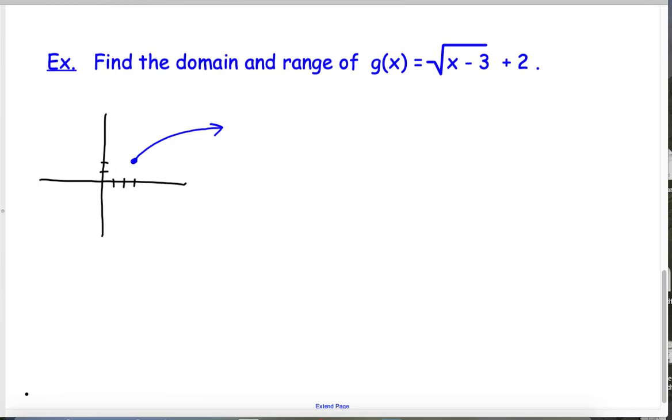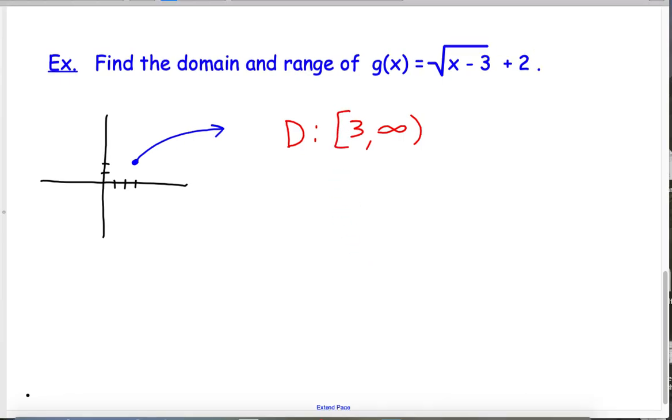So if I want to write the domain, it's going to go from 3 to infinity, and we include the 3, and notice we can plug 3 in for x there, and we get a valid expression. We get the square root of 0, which is 0, plus 2 is 2. Oops. Let's erase that. Put that back on there. Okay, what about the range?